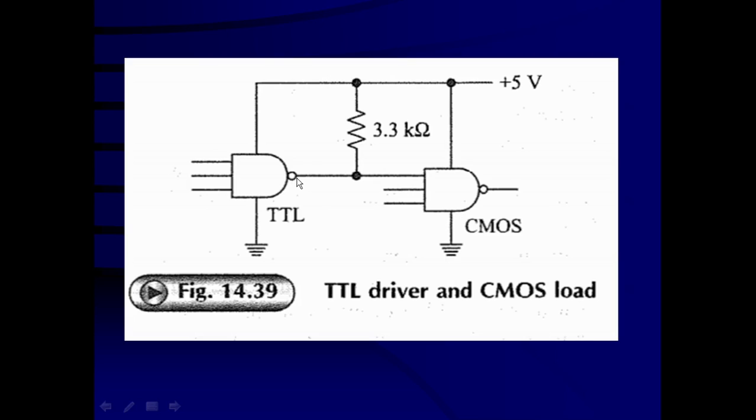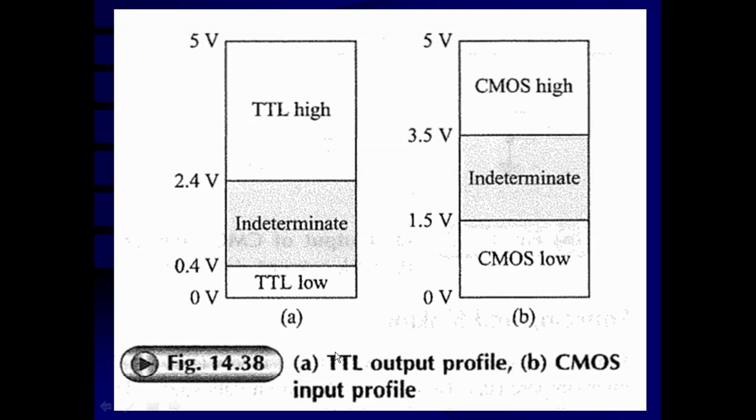Now output of the TTL is connected as an input of the CMOS. We can see here in this figure 14.39. So this is called TTL driver and CMOS load. This is the TTL output profile and this is the CMOS input profile. In the TTL output profile, when TTL output is going to be low, it can be in between 0 to 0.4 volt. And when the TTL output is going to be high, it can be 5 volt but it can be minimum up to 2.4 volt, then it is a valid high state TTL output. And the indeterminate window is 0.4 volt to 2.4 volt.